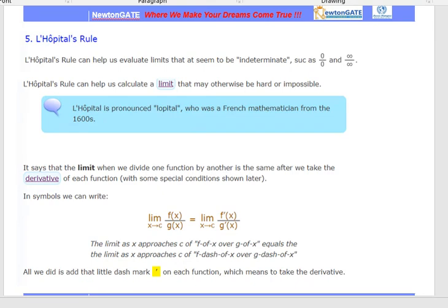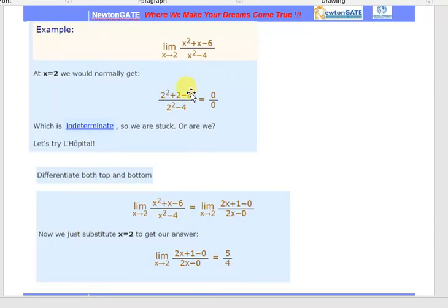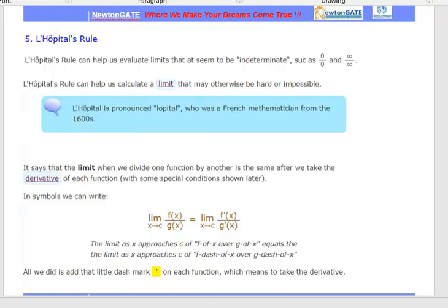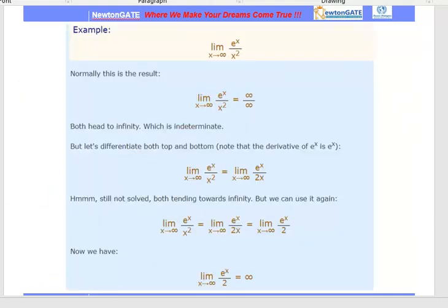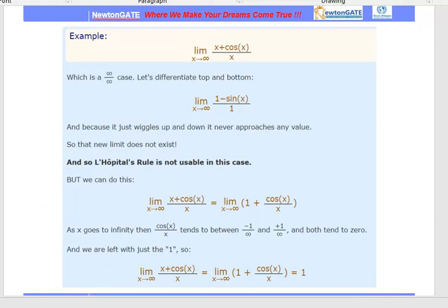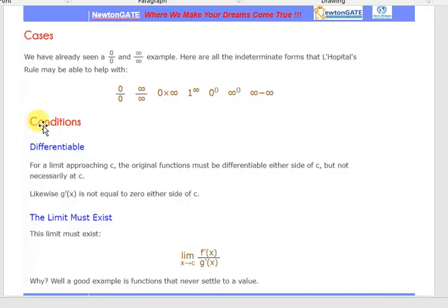Now L'Hopital rule has some conditions, so let us go through that. So this is the example we have taken here. As you can see, if we put x equal to 2, it is giving us 0 by 0. Now the conditions for L'Hopital rule is it should be differentiable and the limits must exist. They should be continuous, differentiable, and only when both of them are continuous as well as differentiable, then we can proceed to using L'Hopital rule.